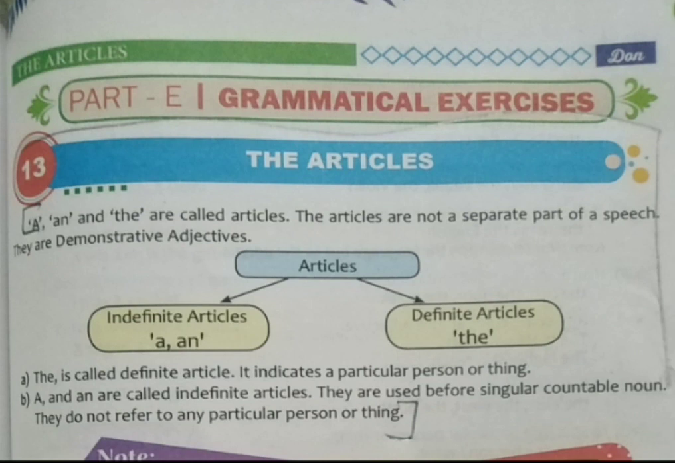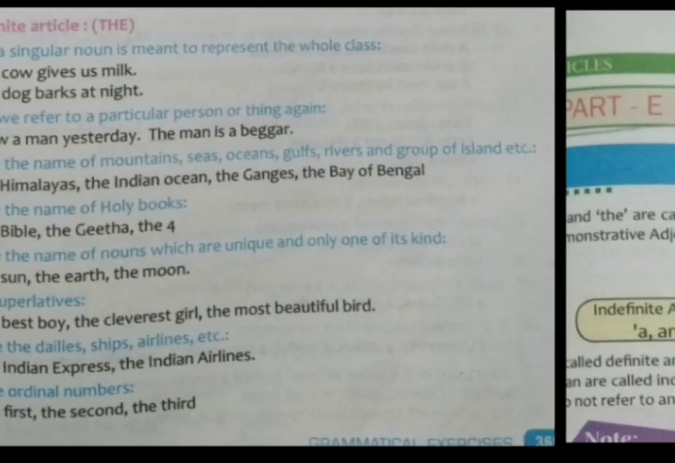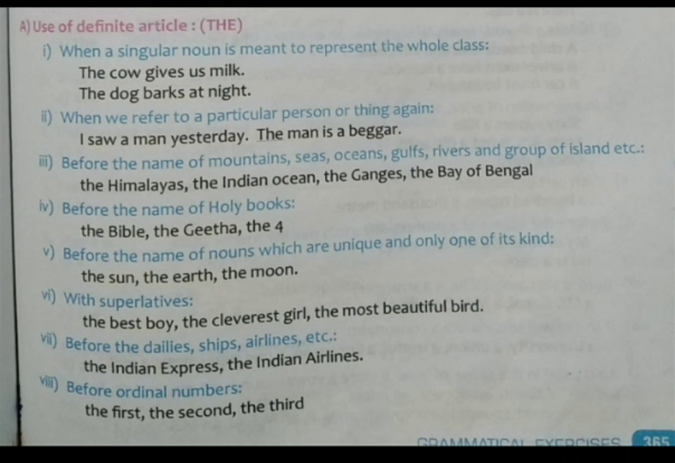Got it, children? Articles are of two types: definite article and indefinite article. The definite article, the, denotes a particular person or thing. The indefinite articles a and an will not refer to any particular person or thing. They are used before a singular countable noun. Now we can see the uses of articles.